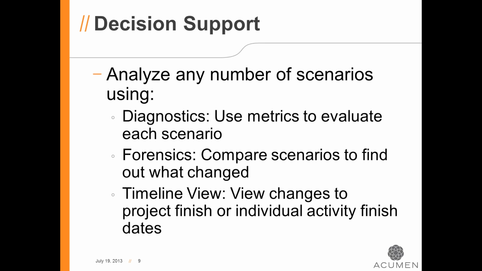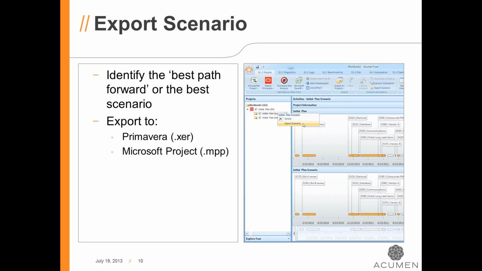We went over to forensics to compare scenarios to find out what's changed. And you can even use the timeline view on the S1 project screen to view changes to the project finish or any individual activity in the project. So let's do a couple things back in the Acumen suite. And then finally, if we have a scenario that we like, we'll export it back to our scheduling tool.